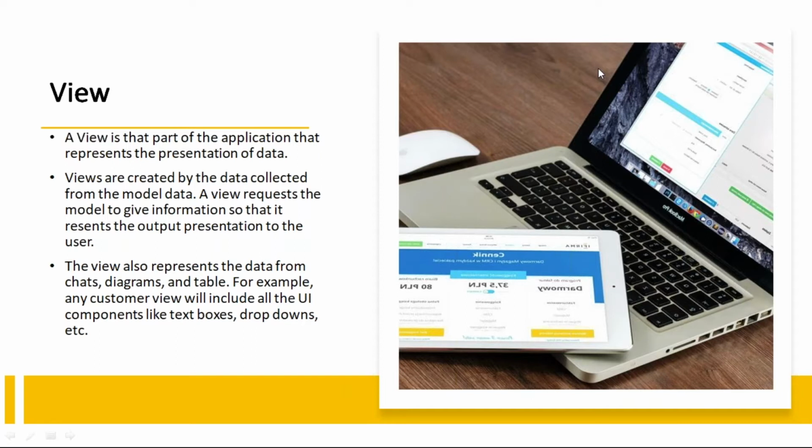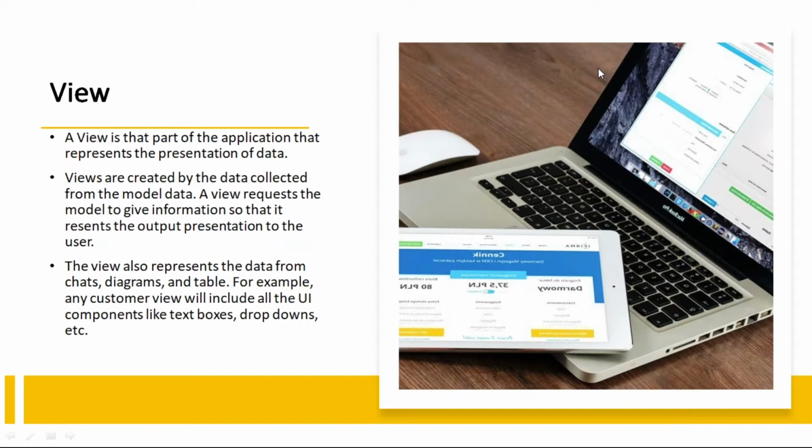Views are created by the data collected from the model data. A view requests the model to give information that represents the output presentation to the user. So what I'm saying is, once you open a web application, what you see is actually the view. And you click a button. Let's say, for example, there's a text box where you type a request. Let's say you're searching for something. You type a request, and then you click on submit from that view.